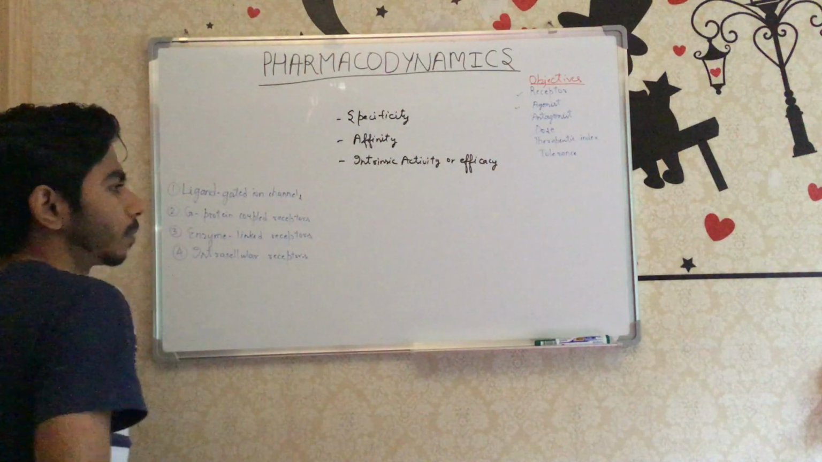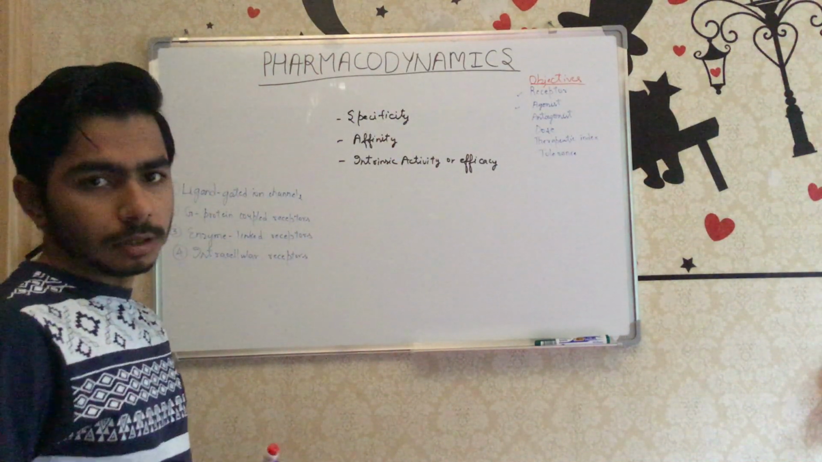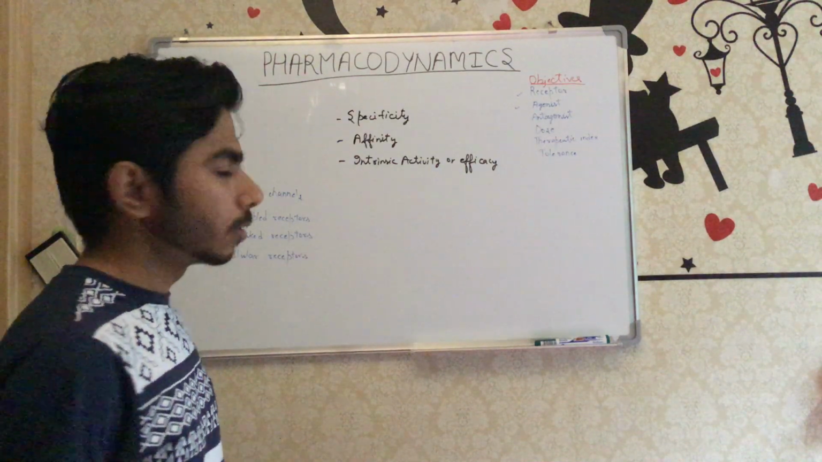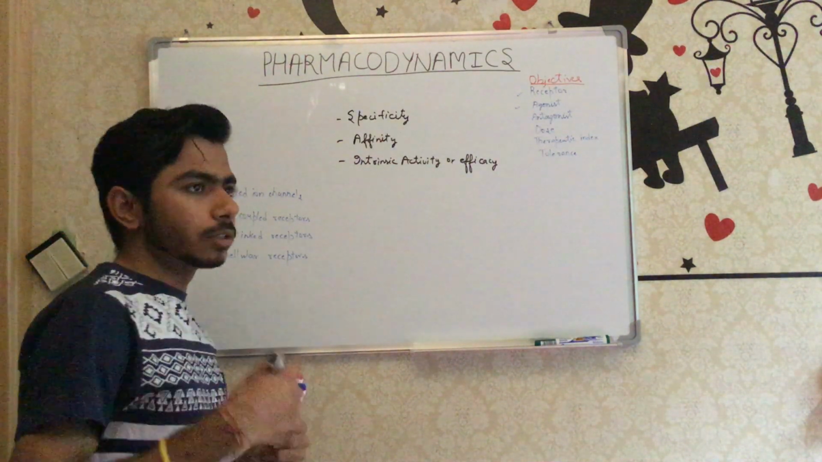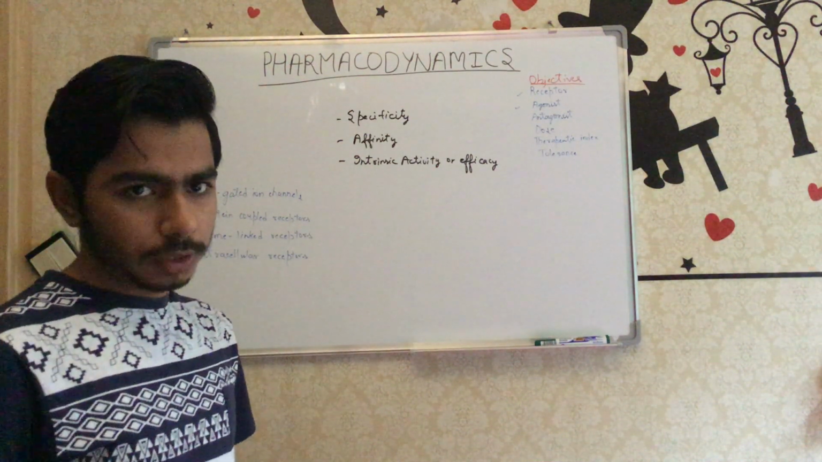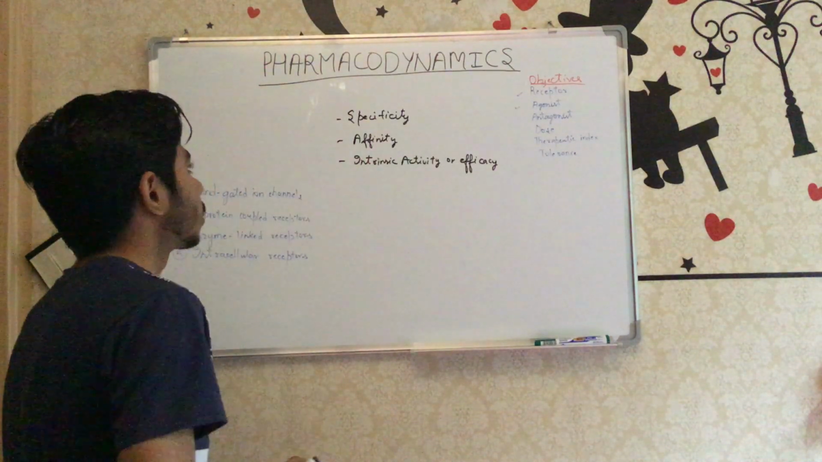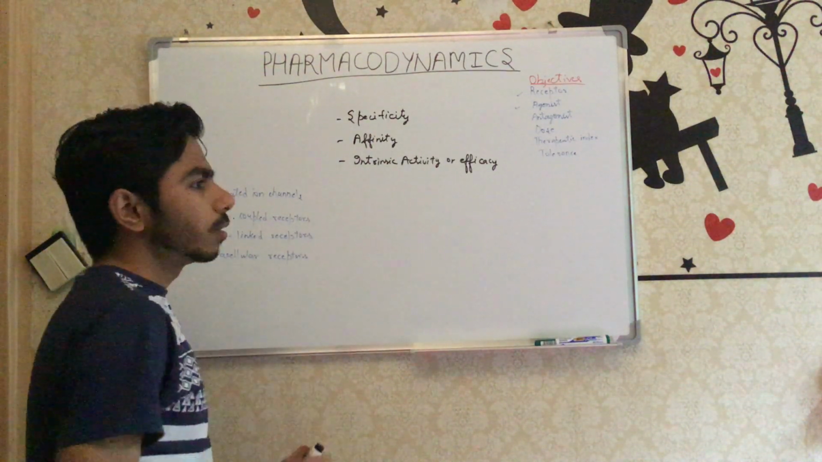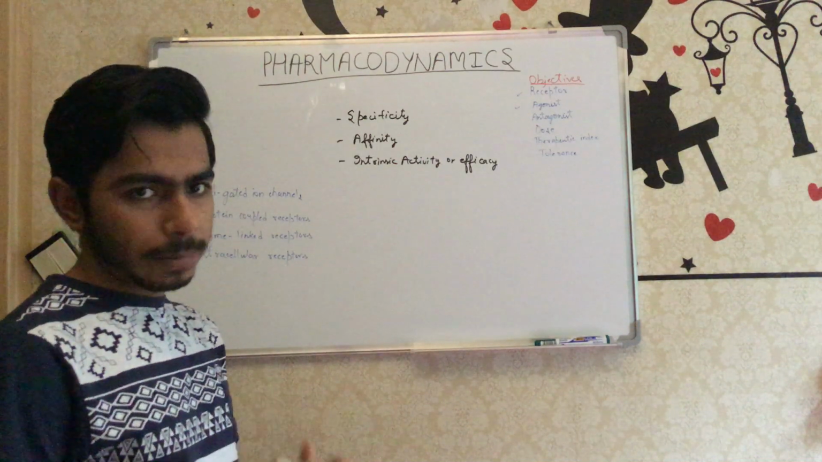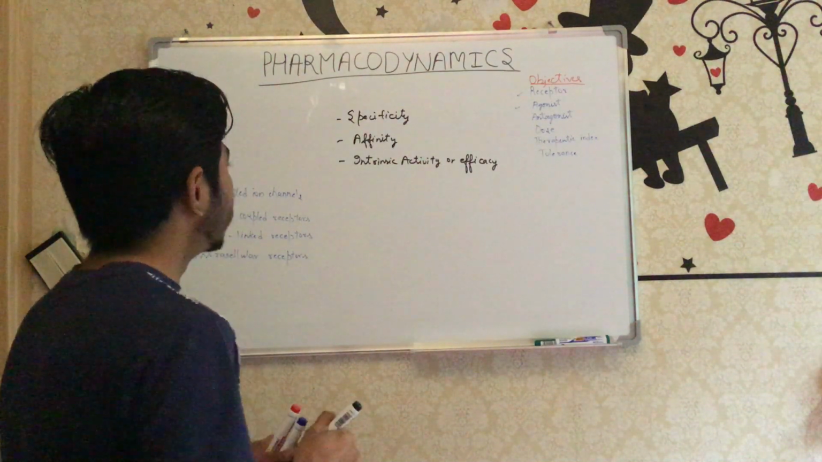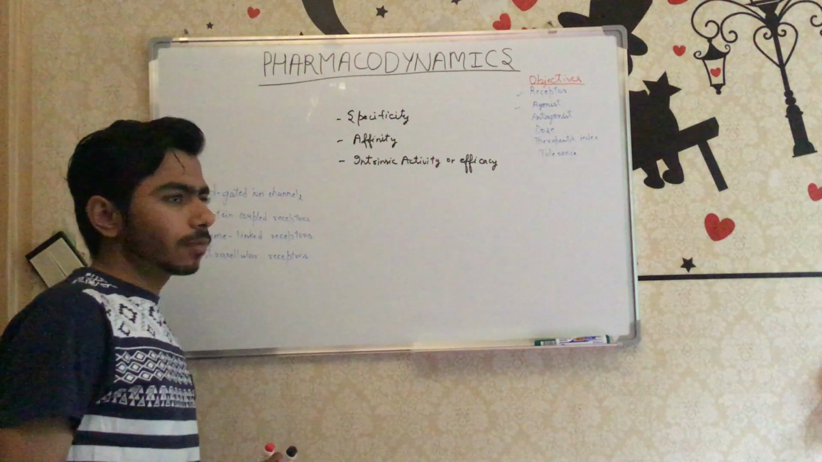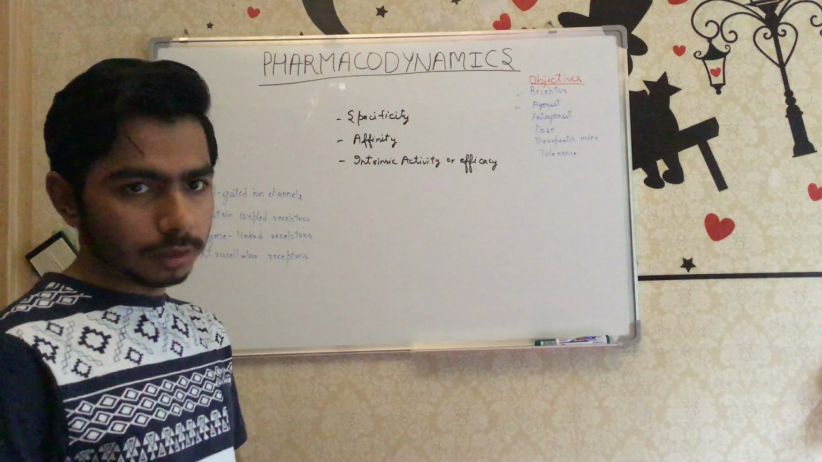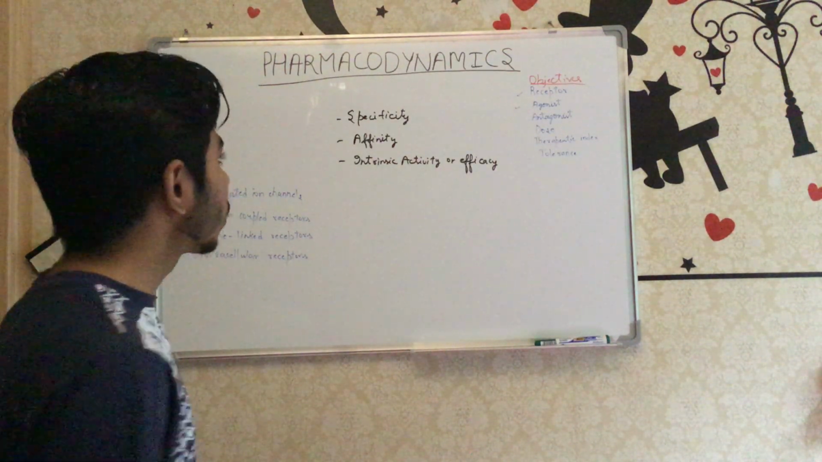Specificity is the complementarity of the drug with the receptor, meaning which drug should bind to which kind of receptor. Affinity is the binding of the drug to the receptor. And intrinsic activity or efficacy is the pharmacological response of the drug in our body.